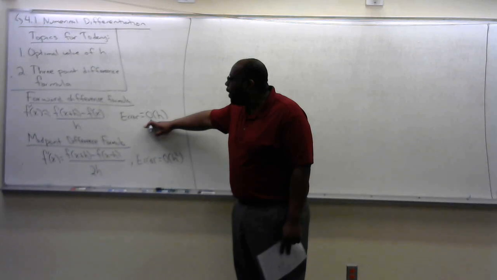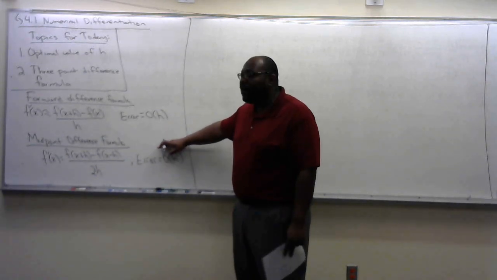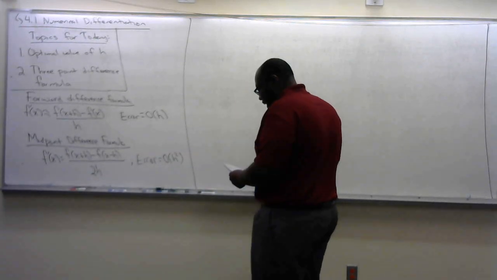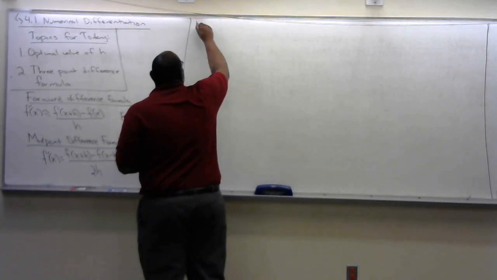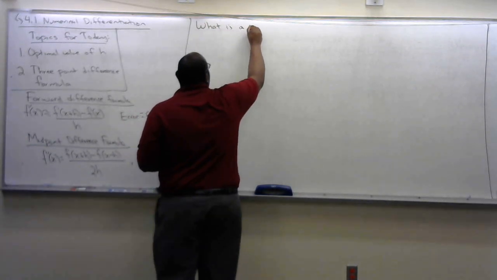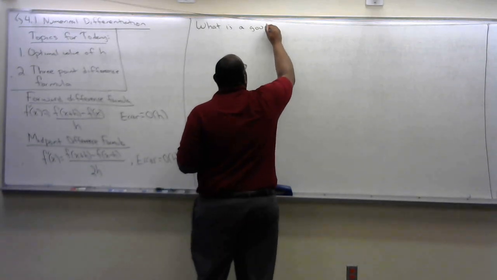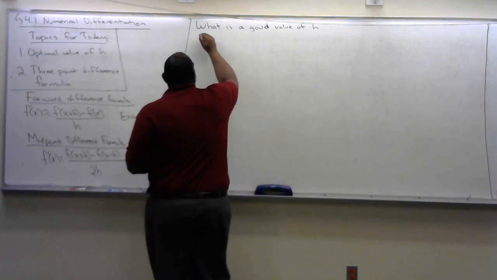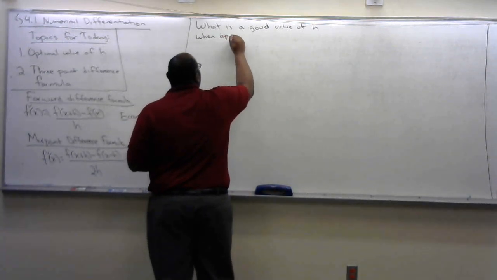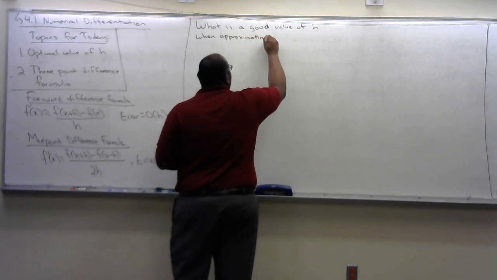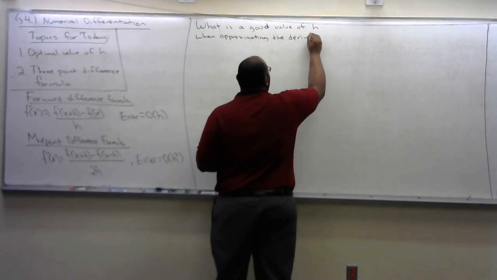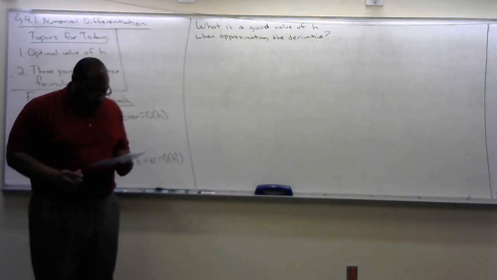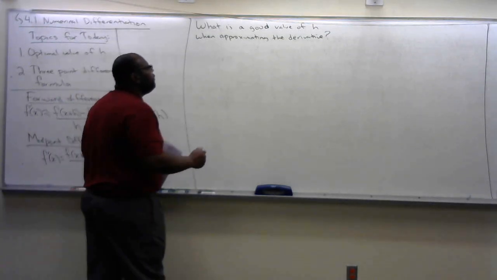The optimal value of h for the forward difference formula would be different from the optimal value of h for the midpoint difference formula. So let's put some examples on the board here. What is a good value of h when approximating a derivative? Now let's talk about the forward difference formula first.